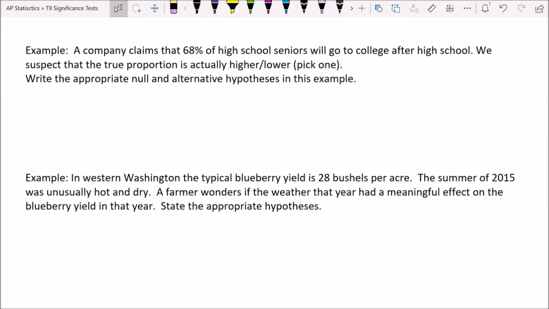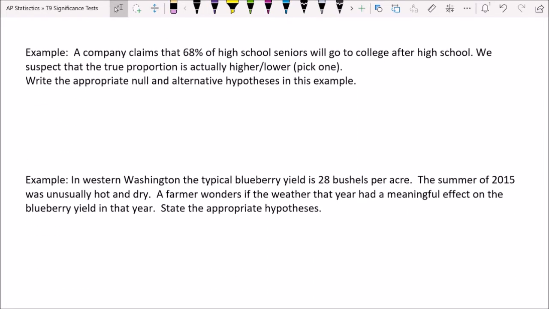Let's do 2 examples. First one, a company claims that 68% of high school seniors will go to college after high school. We suspect that the true proportion is actually, let's say, higher. Normally in class I have students pick one of these. Let's say that we picked higher. Then we're going to write the appropriate null and alternative hypotheses in this example. The reason we're doing this is to teach you how to get them out of a story problem and also how to write them with the correct notation.